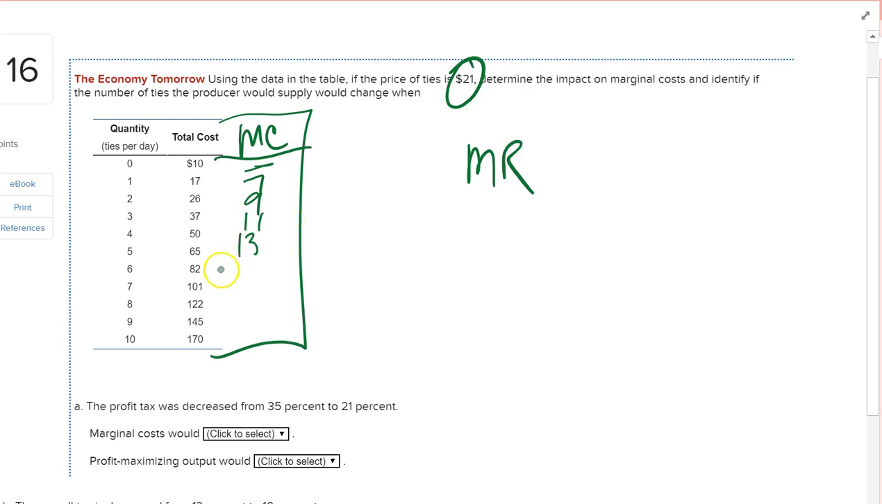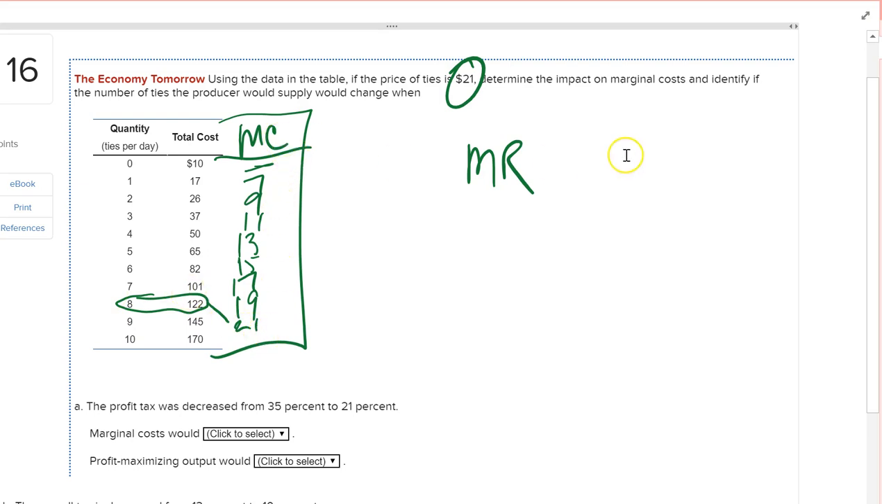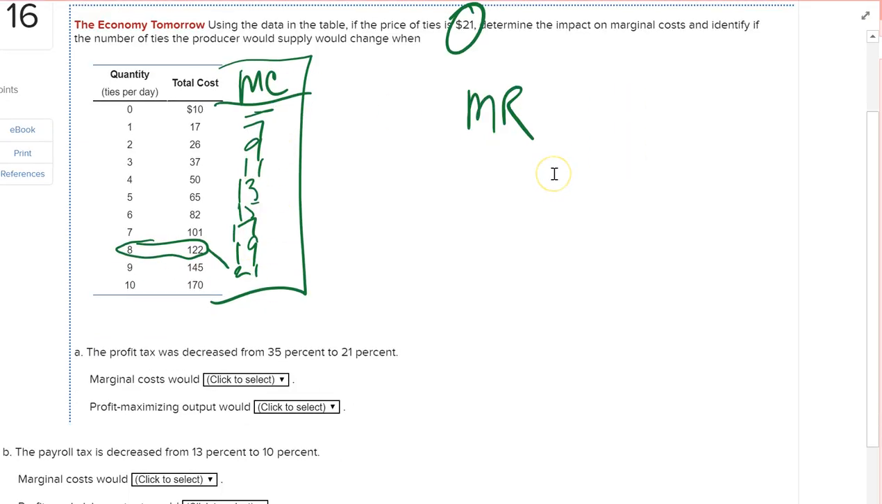Let's see how much further I can go. 37, 50, 65 is 15. 65 to 82 is 17. 82 to 101 is 19. And 101 to 122 is 21. Now I've drawn this way off kilter, but what you can see is the profit maximizing output is going to be where MR, marginal revenue of 21, is equal to marginal cost of 21.